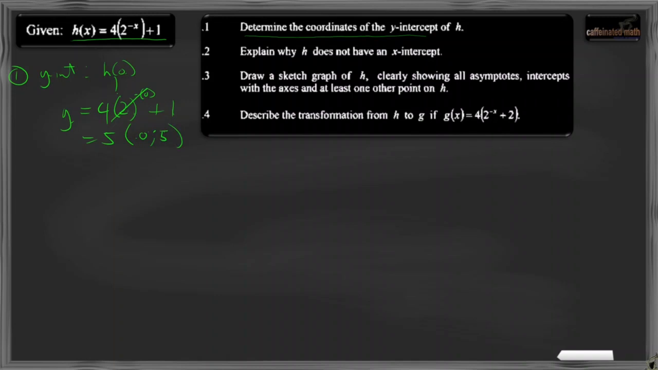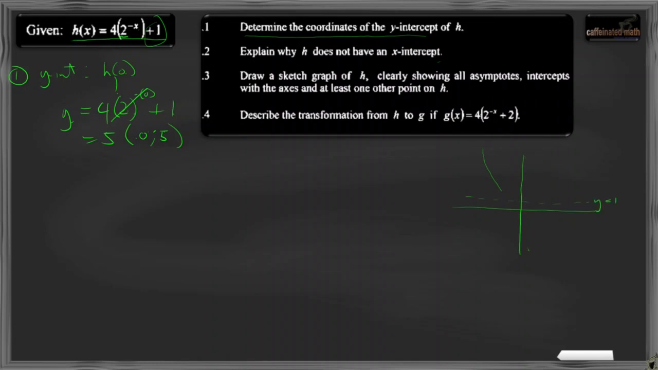Explain why h does not have an x-intercept. Well, to explain that, this is a decreasing graph, but it's still decreasing from infinity downwards. So first things first, let's have a look at what it's doing. Well, it's coming down, down, down. But wait, it has an asymptote over here. And the asymptote sits there at y is equal to 1.